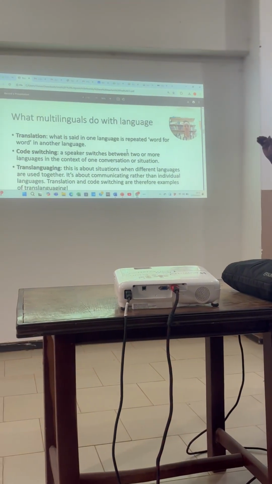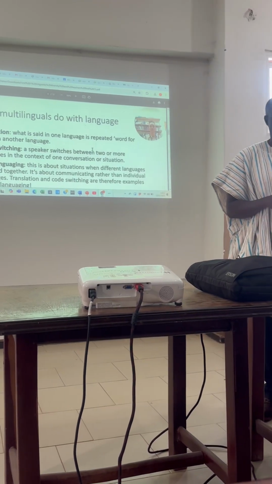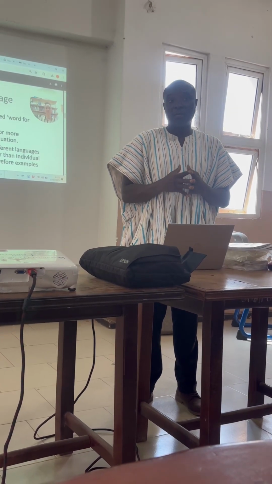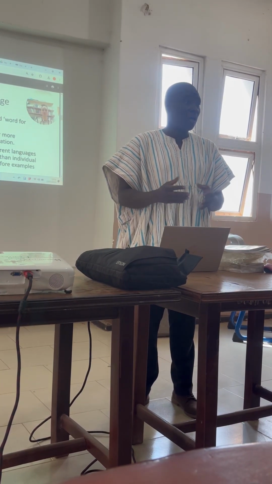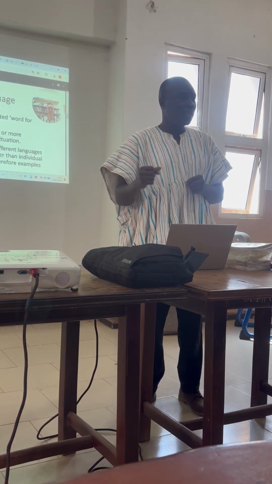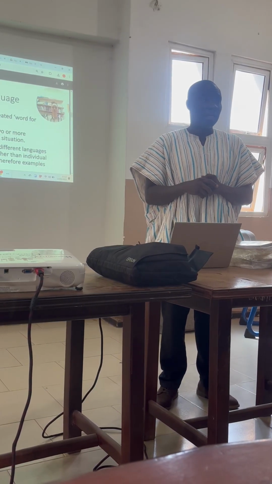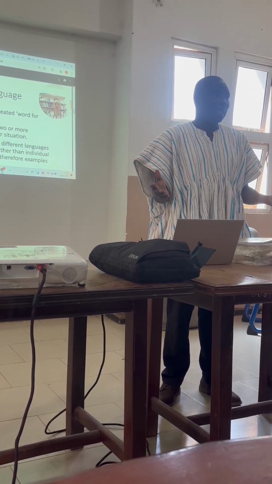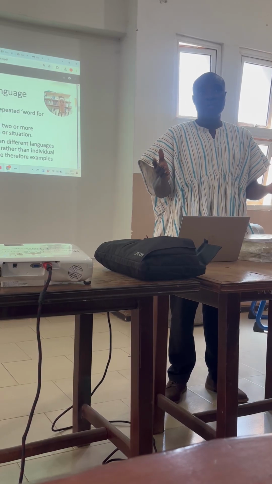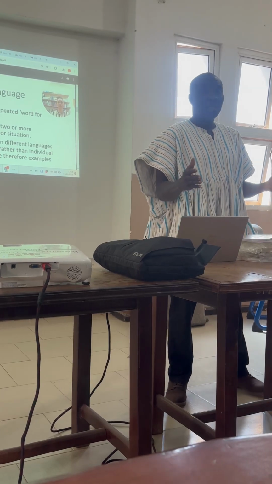Then the translanguaging we mentioned earlier. Translanguaging is a wider tool that defines a situation of using more than one language in a particular conversation. So a situation where you combine maybe code switching and translation, we can say that these are examples of translanguaging. For example, in a class, you allow students to use their home languages to explain a concept, and then they move on to use it in the English language.